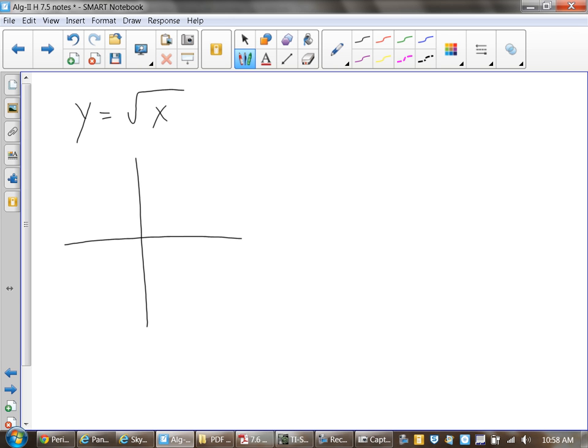when x is 0, what's y? 0. Good. Square root of 0 is 0. What's the square root of 1? 1. What's the next perfect square? 4. Good. What's the square root of 4? 2. So what happens here is that this graph kind of looks like that.